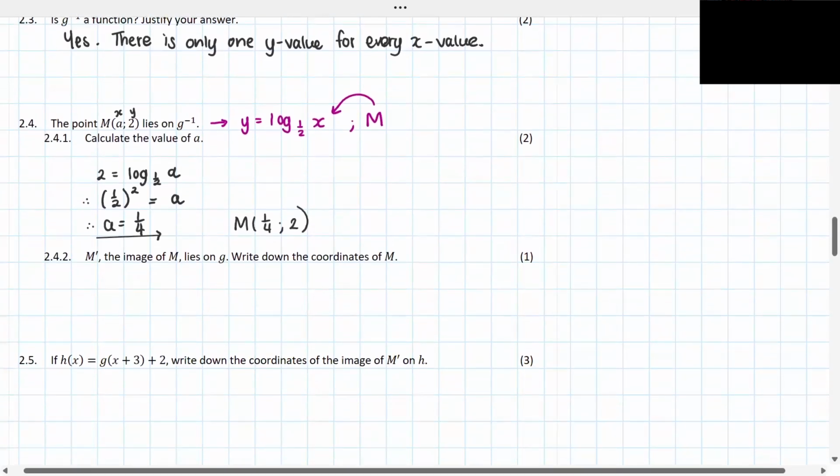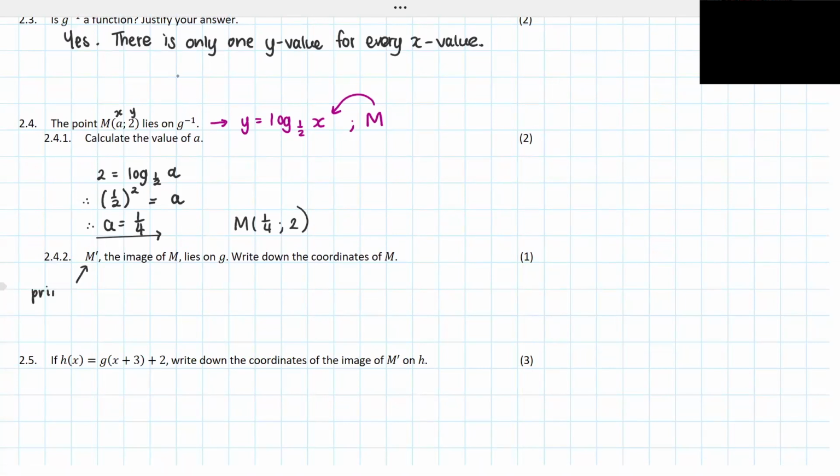2.4.2 then says M prime. The little apostrophe there is prime. It means the image, or some sort of transformation has been applied to the original coordinate to produce a new coordinate. The image of M lies on G. Write down the coordinates of M prime. So M, which was (a quarter; 2), was on the inverse. M prime, which we want to work out, lies on my original graph G.